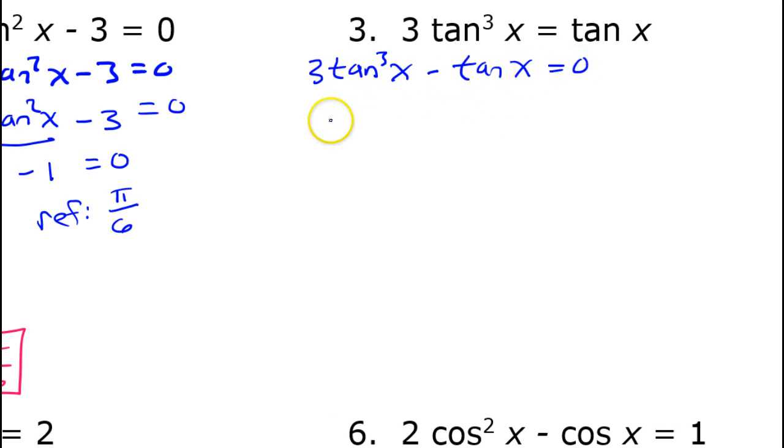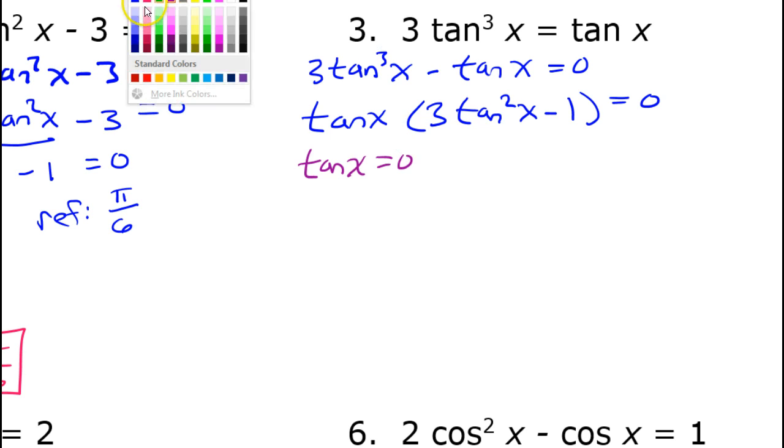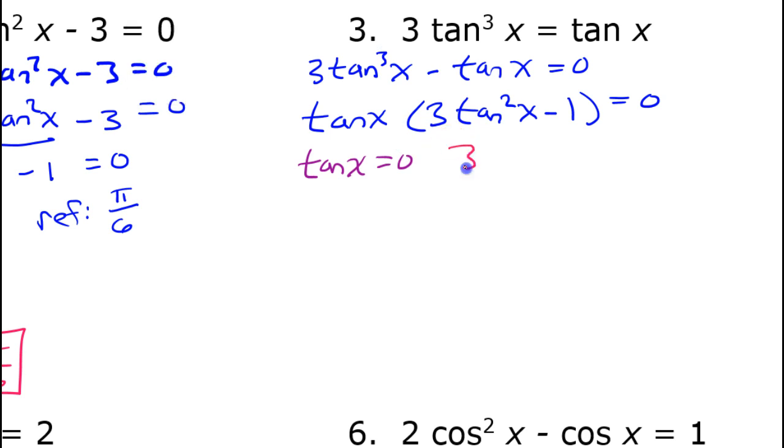Now I have a common factor of tangent x. So I'm going to pull a tangent x outside of parentheses. Then inside I'll have 3 tangent squared x minus 1 is equal to 0. So now I will set each of these factors equal to 0. So I will set tangent x equal to 0, and I will set 3 tangent squared x minus 1 equal to 0.